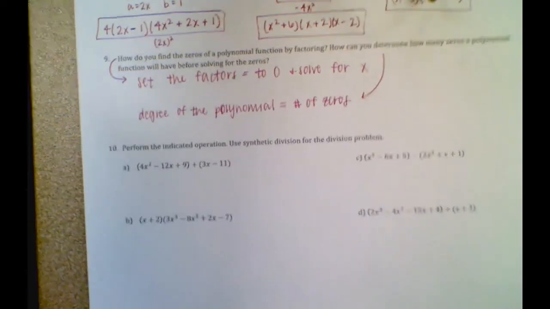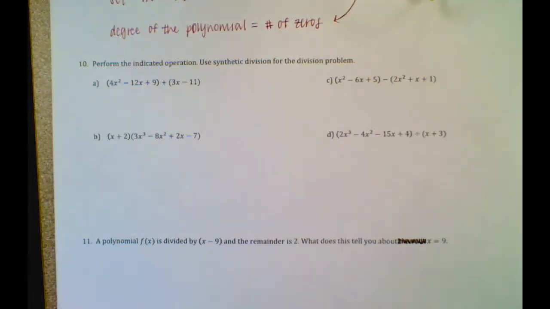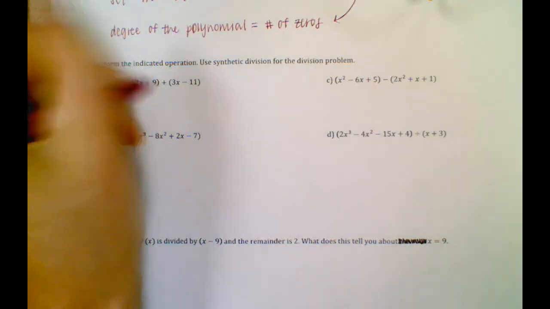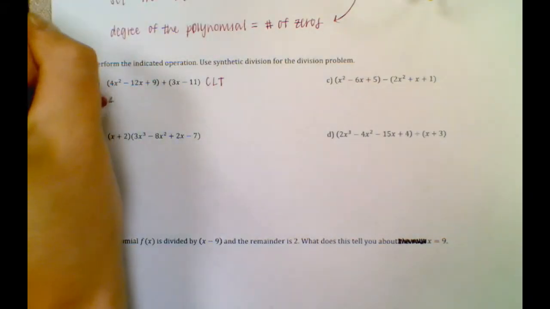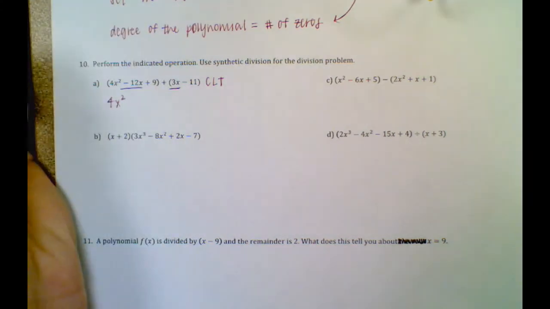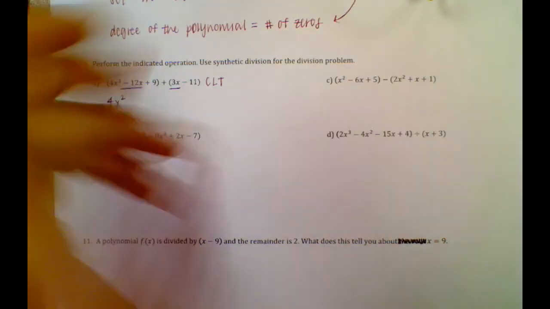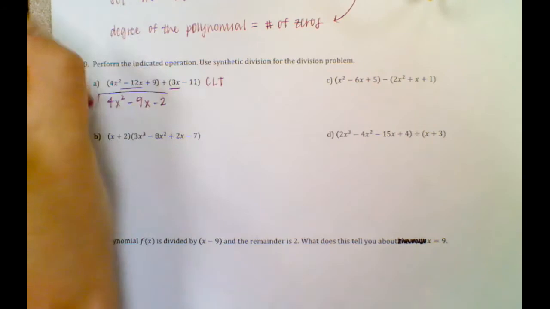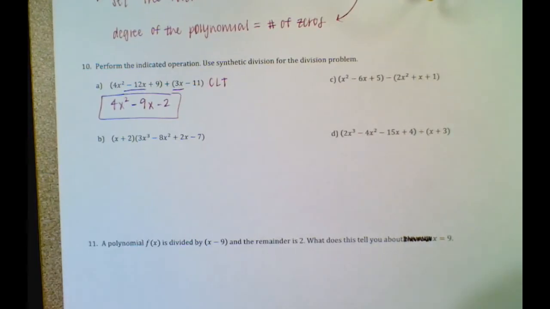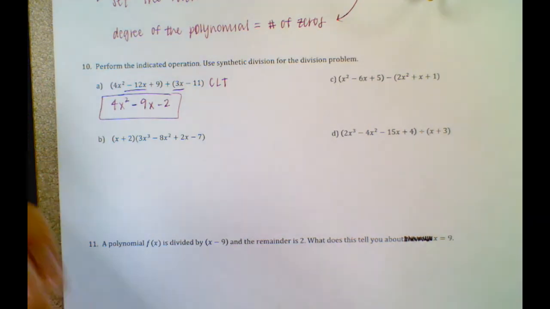All right, number 10. This is like a little review over the operations in polynomials. It says, perform the indicated operation, use synthetic division for the division problem. So, let's see. This is addition, so I'm just going to combine like terms. So, let's see here. 4x squared, negative 12 plus 3, negative 9, right? 9 minus 11, negative 2. And I'm done. Just double checking my math to make sure I'm not doing anything silly. Okay. Oh, wait. Oh, 9 minus 11. Yeah, I did that right.